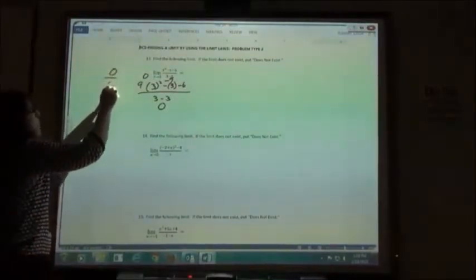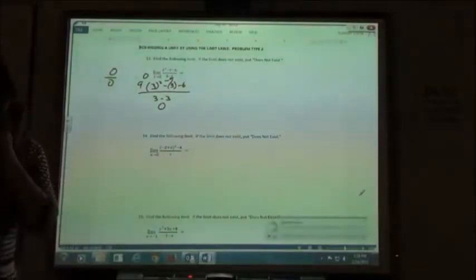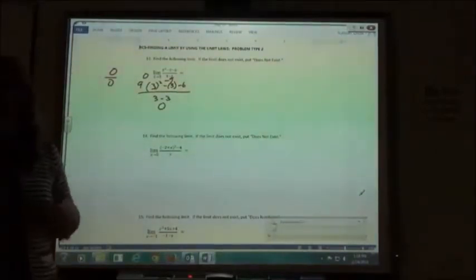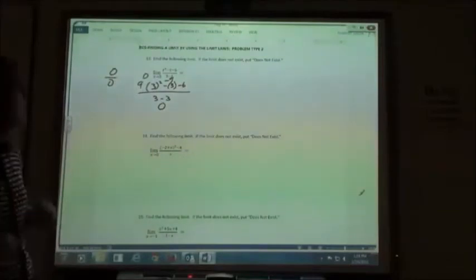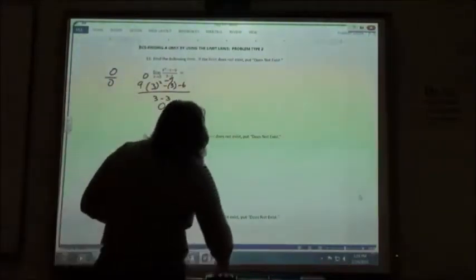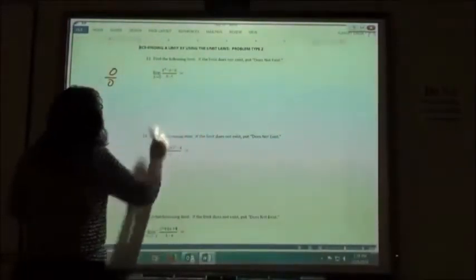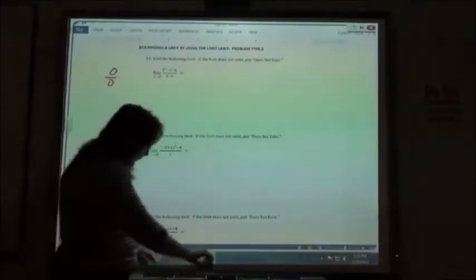If I get 0 over 0, I can't evaluate my limit directly unless I can rewrite my problem in a different form. So on these first ones here, we're going to have all quadratic expressions in them. And if we have a quadratic expression, we can try to factor it out and then cancel out our common factors so that we have an expression that isn't quite as complicated as the original one. So if you get the case where you try to evaluate it directly and you get 0 over 0, you have to rewrite that in a different form.